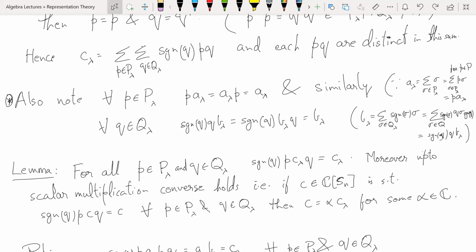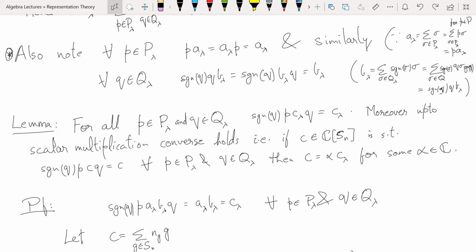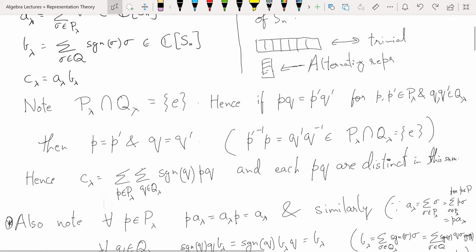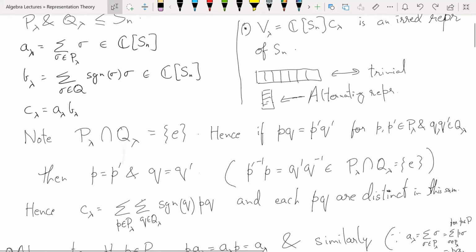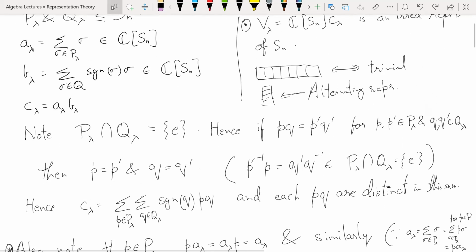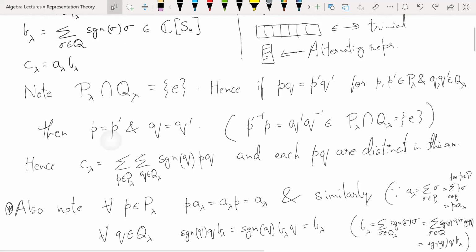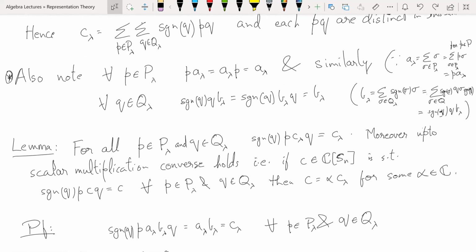These lemmas will be helpful. Remember we are heading towards this. What we will show is that C lambda is almost an idempotent. So the square of C lambda is some non-zero number times C lambda. So we are heading towards that.